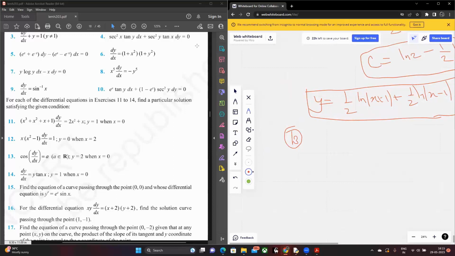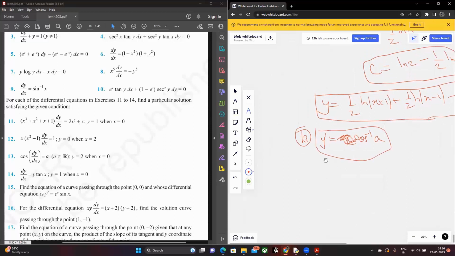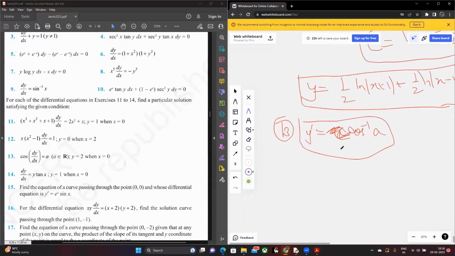13. For 13, what you do is, again, y is 2 when x is 0, and cos of dy by dx equals a. You take this term to the other side, right? And so basically you have the equation y dash equals cos inverse a. That's the equation over here, right?